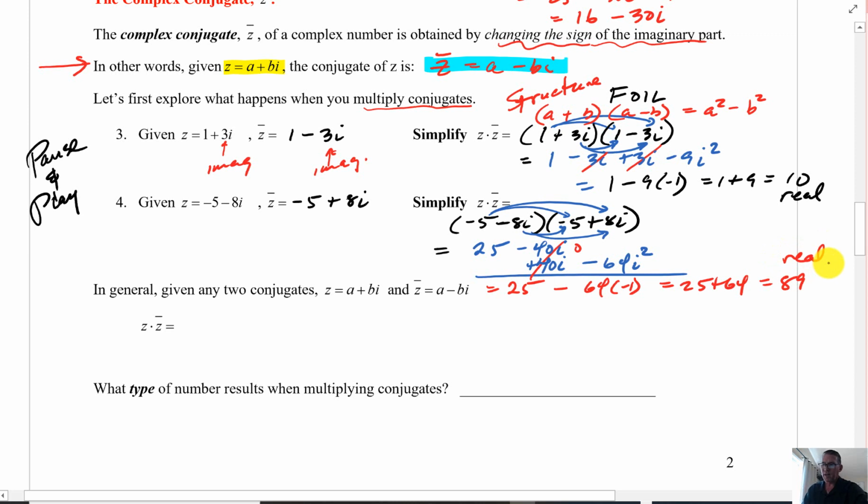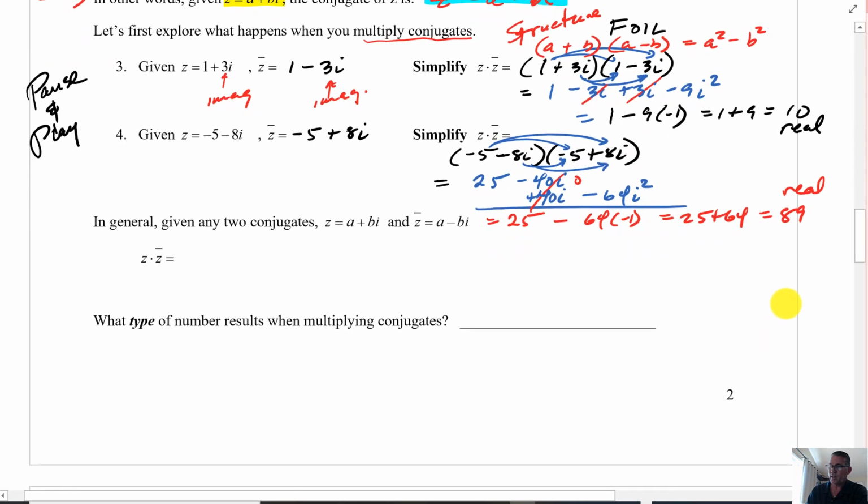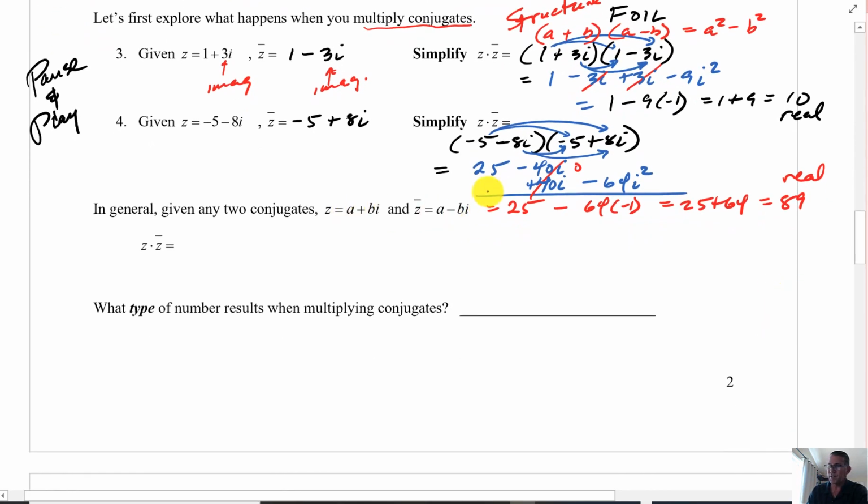So when you multiply conjugates, it seems like you always get a real number. You don't get complex. So the question is, do you always get a real number? Well, let's find out. Let's take two general conjugates and multiply them together and see what happens. So let's take a plus bi, which is z, right up here.